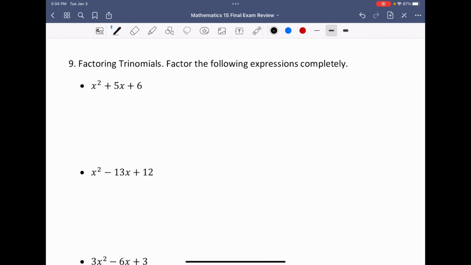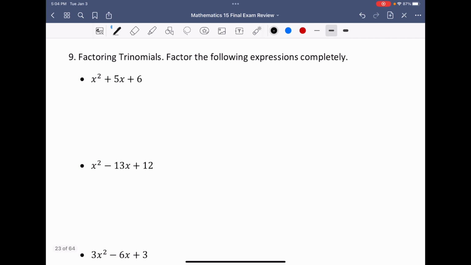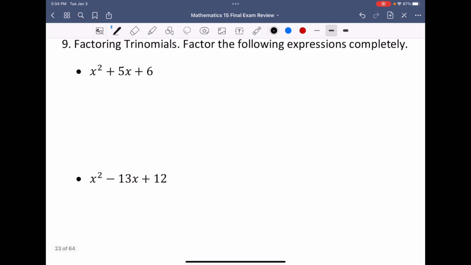Okay, factor trinomials. Factor the following expressions completely. Well, remember, when we factor these, there's a certain method that we can do. Your method or your organization might look a little different. I'll show the two that I represented in class, but yours still might look a little different. If I want to factor this, what I have to realize is that I have to multiply to make the outside number, add to make the middle.